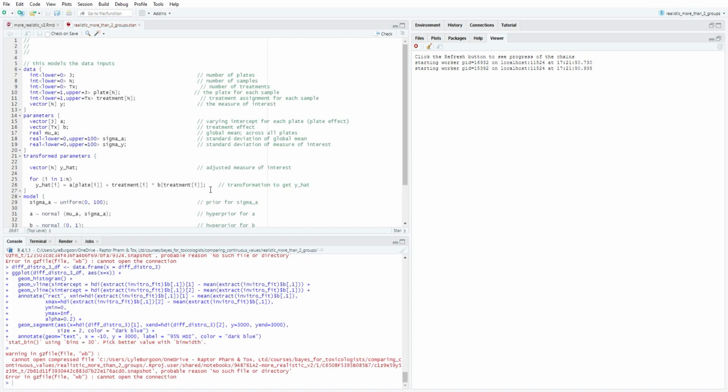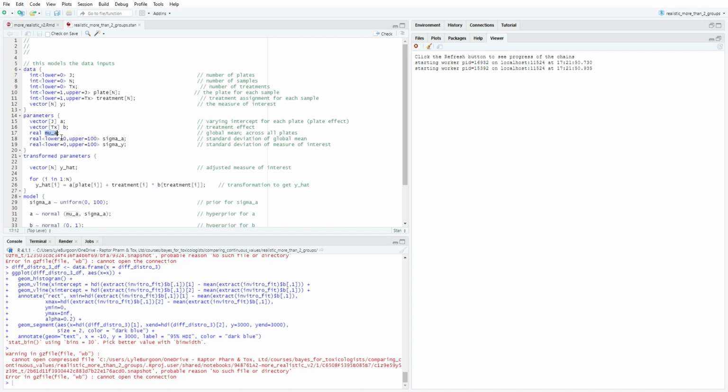The more complex you make this model here, the harder it is going to be to fit. You may get better results. It all depends on what you're trying to do. But right now, the plate effect is just a floating intercept. And that's how you should think of it for these purposes. So A is that varying intercept for each plate. So the plate effect. B is our treatment effect.